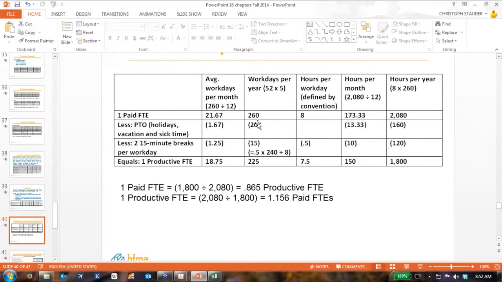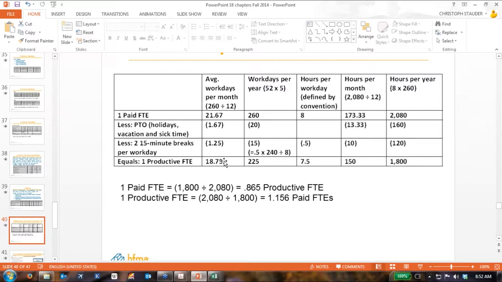Actually, this is 4 weeks here, I misspoke. 4 weeks times 5 is 160 hours, so this is a 4-week PTO time. So that's 120 extra hours just lost on breaks if people take them as they're supposed to, and that comes down to a productive FTE of 1,800 hours a year, 7.5 a day, etc.